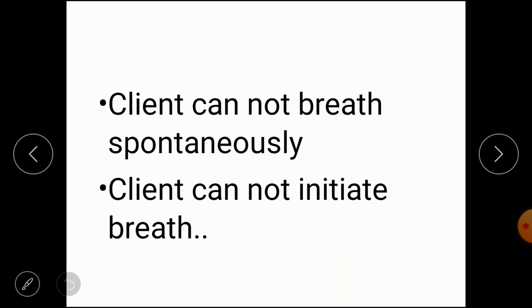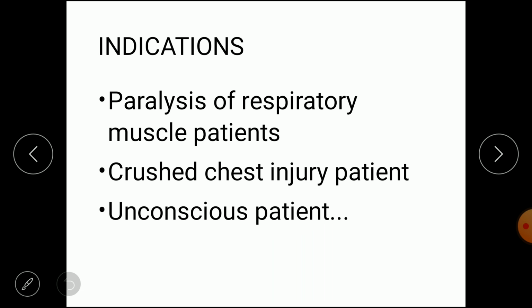The client cannot breathe spontaneously. As I told previously, in this type of mode the patient cannot initiate a breath. The tidal volume, the respiratory rate and the oxygen concentration are provided by the machine only. So the client cannot initiate a breath or breathe spontaneously. Now the indications, that means in which conditions the CMV mode is generally used. First, paralysis of respiratory muscle patients.